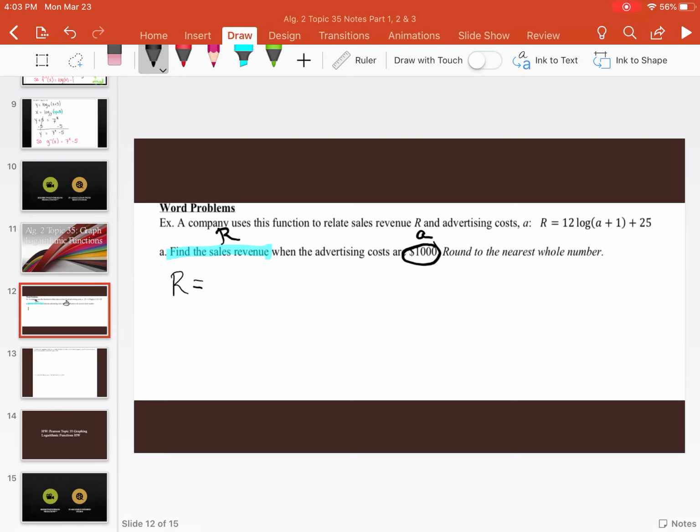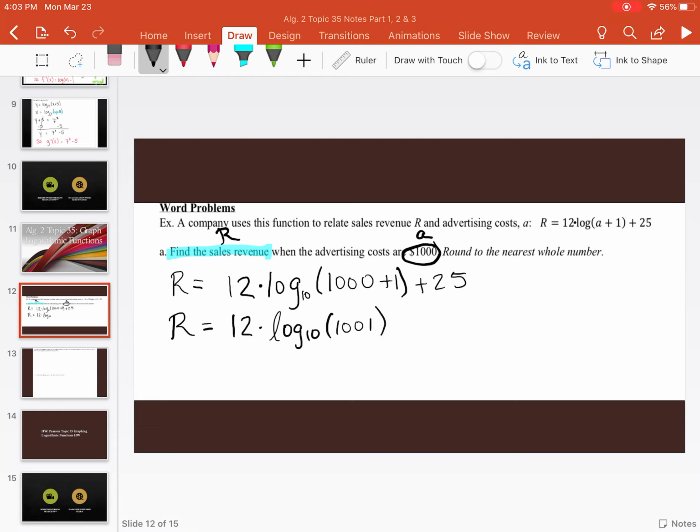So we'll get R equals 12 times log, this is log base 10, of A. A we're going to substitute in $1,000, plus 1, plus 25. So if we want to rewrite that, we would get R equals 12 times log base 10 of 1001, plus 25.